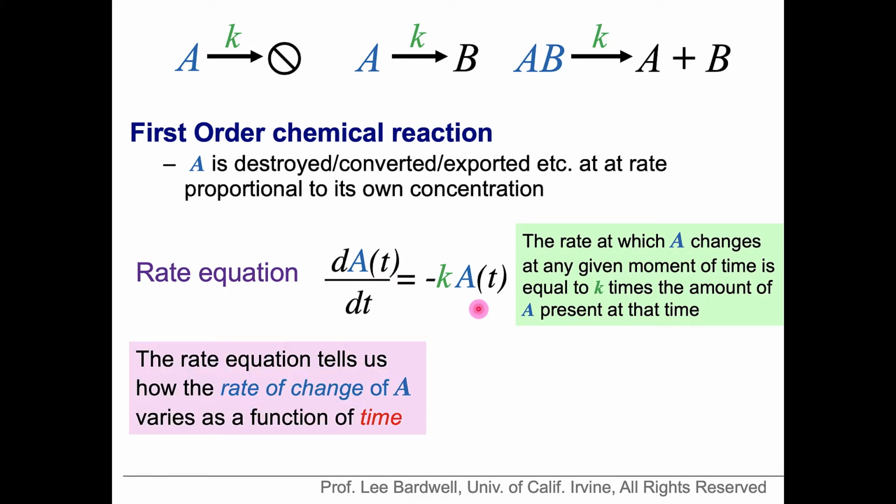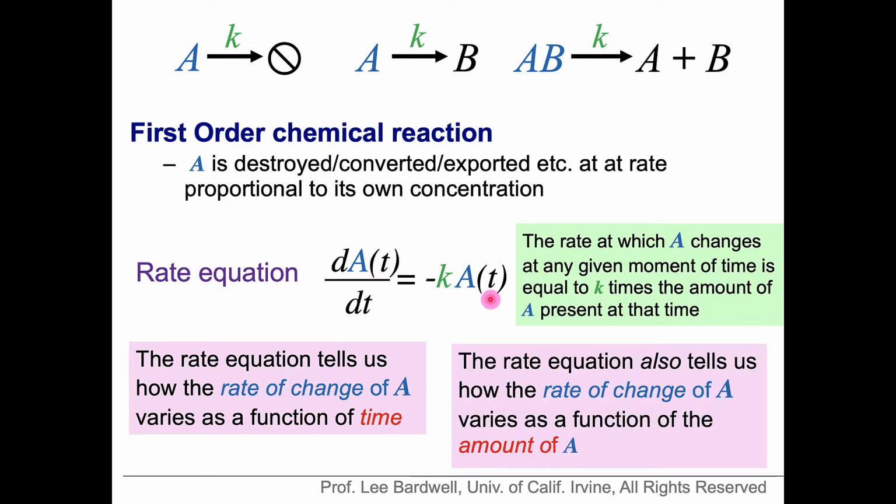So the rate equation tells us how the rate of change of A varies as a function of time. The rate is going to change over time because the amount of A in the reaction is going to change over time. Note that the rate equation also tells us how the rate of change of A varies as a function of the amount of A, right? Because here's the amount of A at any given time.